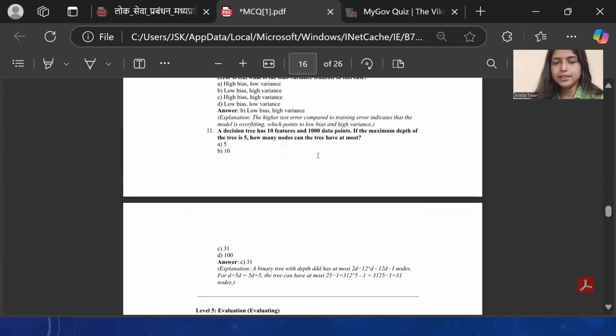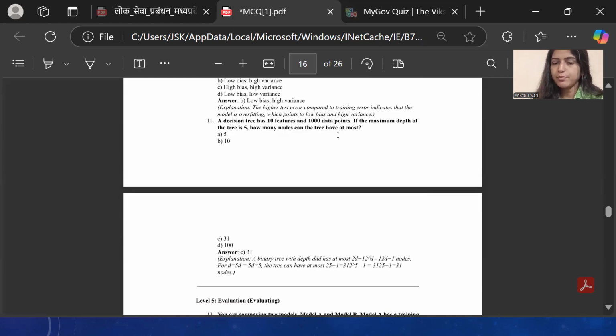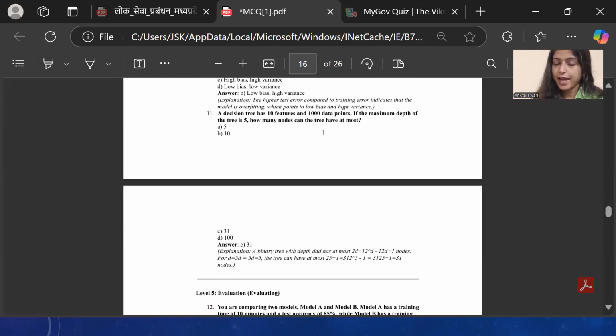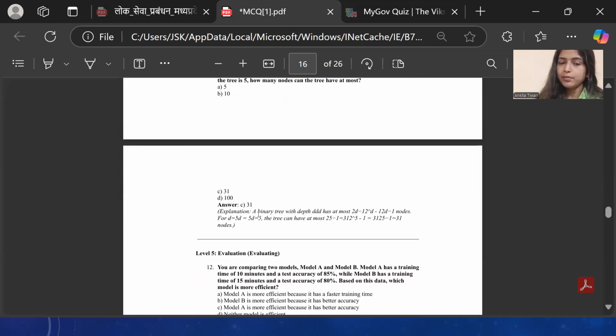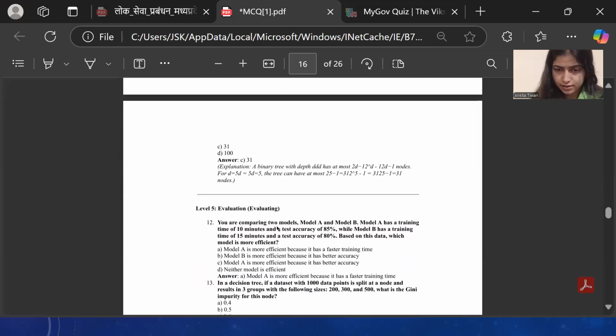Got it. And question 11: a decision tree has 10 features and 1000 data points. If the maximum depth of the tree is 5, how many nodes can the tree have at most? The tree can have at most 31. Explanation: a binary tree with depth d has at most 2 to the power d minus 1 nodes. The tree can have at most 2 to the power 5 minus 1, which equals 31 nodes.